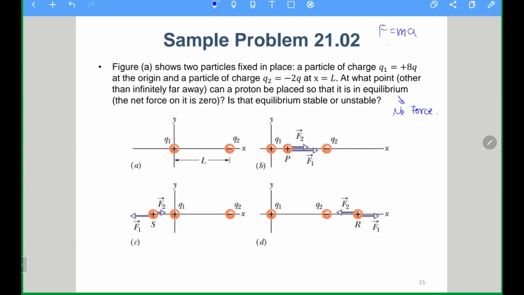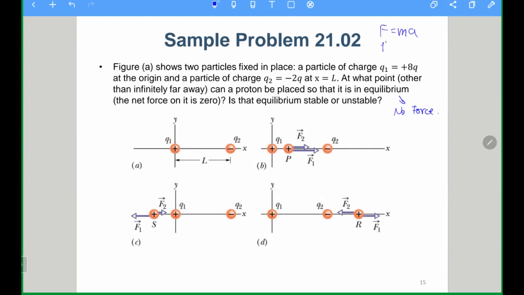So if there are any forces acting on an object, then there will be an acceleration, and the ratio will be the mass of this object. So in this problem, if it is in an equilibrium state, which means there is no force acting on it, the net force on it is zero.